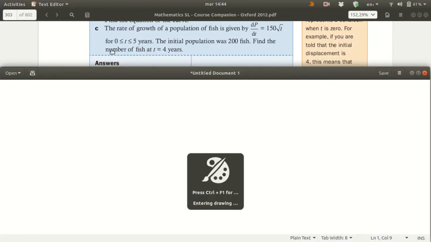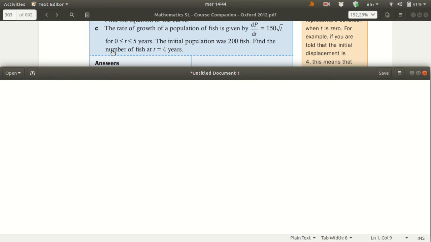Okay, now let's take a look at this last question. I'm going to read it. The rate of growth of a population of fish is given by the derivative of p with respect to t equals 150 square root of t for t between 0 and 5 years. The initial population was 200 fish. Find the number of fish at t equals 4 years.